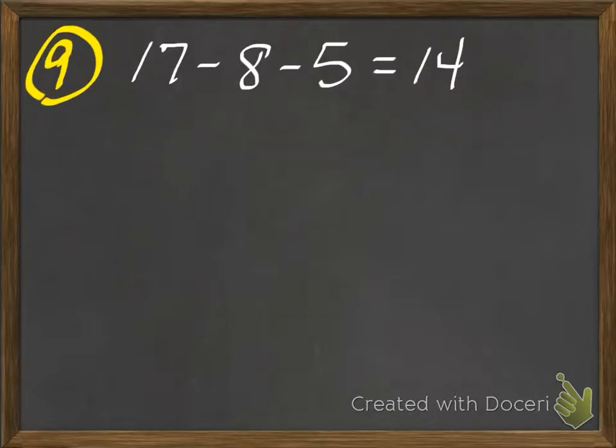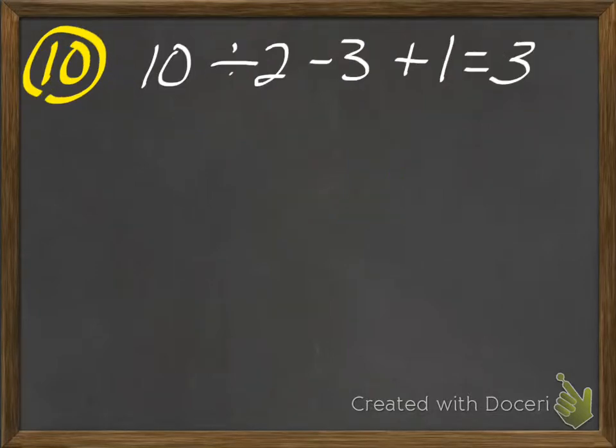Number 9. 17 minus 8 minus 5 equals 14. Put parentheses around it, make the problem true. Okay, if you put the parentheses right here, then you're going to have 8 minus 5 is 3, and 17 minus 3, you put the rest of the problem around it. 17 minus 3 equals 14, and 14 does equal 14.